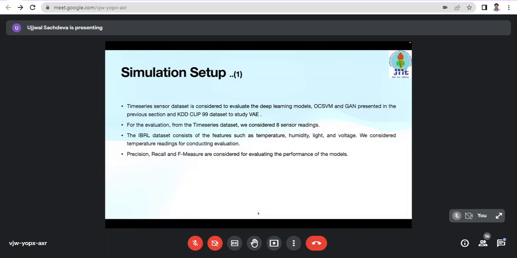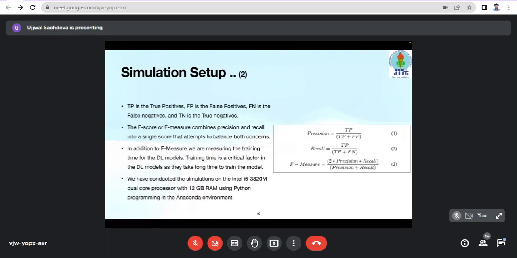Precision, recall, and F measures are considered for evaluating the performance of the models. TP is the true positives, FP is the false positives, FN is the false negatives, and TN is the true negatives. The F score or F measure combines precision and recall into a single score that attempts to balance both concerns. In addition to F measure, we are measuring the training time for the deep learning models. Training time is a critical factor in deep learning models as they take a long time to train.